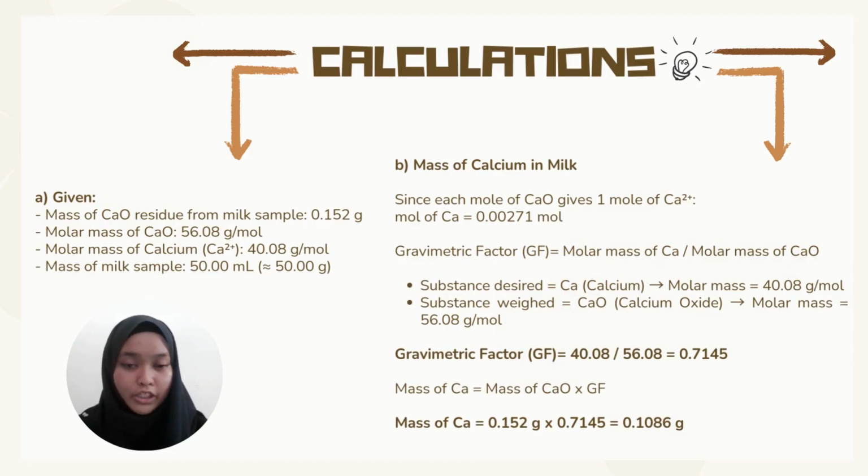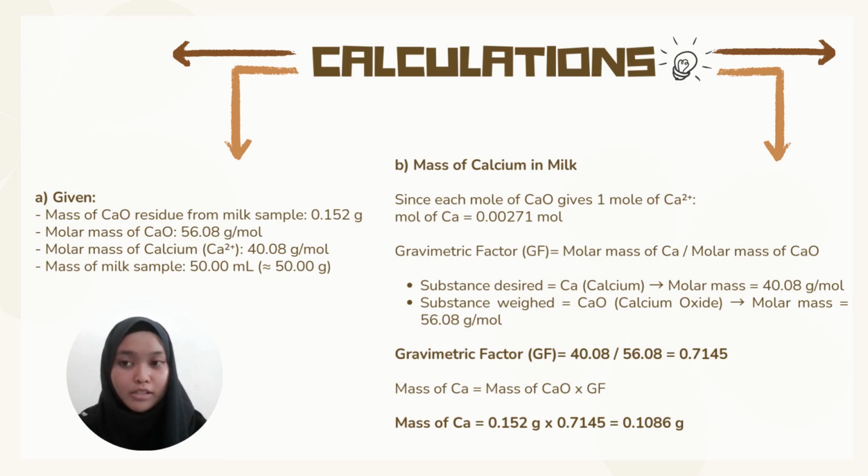The gravimetric factor tells us how much calcium is present in every gram of calcium oxide. We calculate it using the molar mass of calcium and calcium oxide. The molar mass of calcium is 40.08 grams per mole, and the molar mass of calcium oxide is 56.08 grams per mole. So, the formula for the gravimetric factor is molar mass of calcium over molar mass of calcium oxide. This gives GF equal to 40.08 over 56.08, which gives us 0.7145.